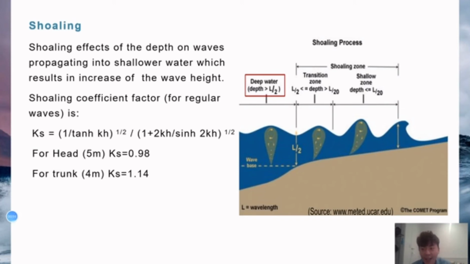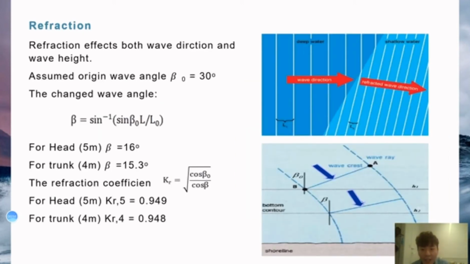Secondly, I would like to introduce how we got the refraction coefficient factor. Refraction generally affects both wave direction and wave height. We assume the original wave angle beta 0 is equal to 13 degrees based on the wave rose diagram, and the changed wave angle beta can also be calculated by using this equation. After that, we know both the original wave angle and the changed wave angle, so we can use the following equation to calculate the refraction coefficient for the head and trunk in the end.